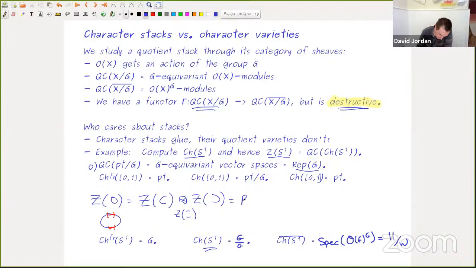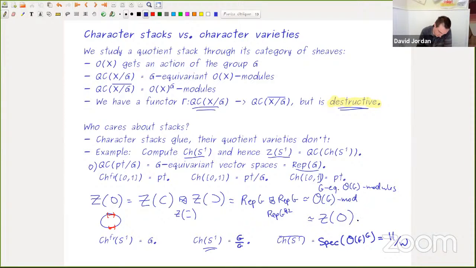Okay. So this tells us that we need to compute the category Rep G, tensor the category Rep G over the category Rep G tensor squared. And well, I won't do the computation, but it is really a few lines computation. This is identical to O of G modules, so G-equivariant O of G modules, and that is exactly Z of the circle. Okay.